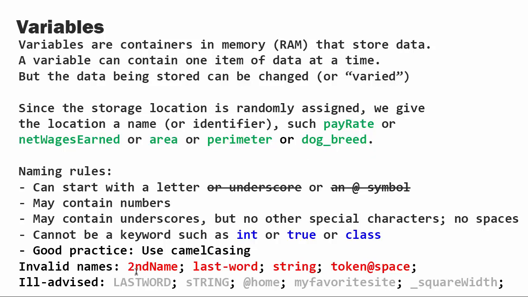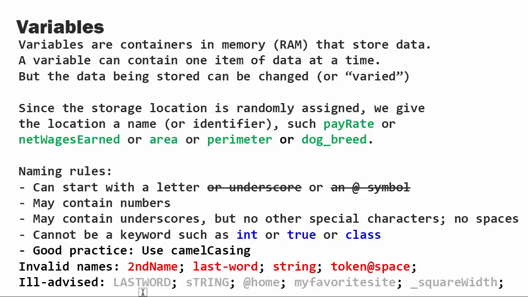Invalid names: second name, starts with a number, can't do that. Last-word has a hyphen in it, not allowed. String would be a keyword, and then token @ space contains the @ symbol as a special character within the name. Though you could start a name with the @ symbol, it cannot be inside of a name.